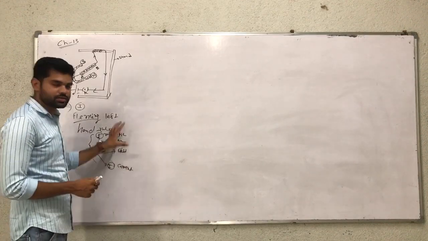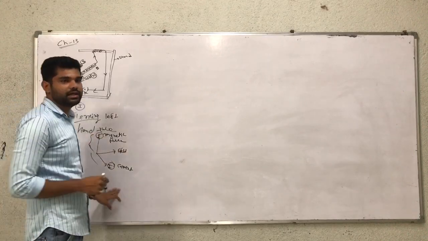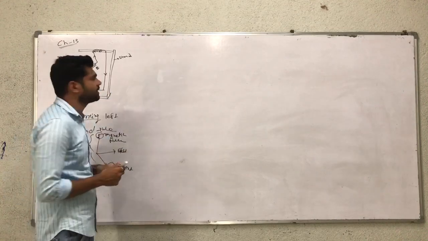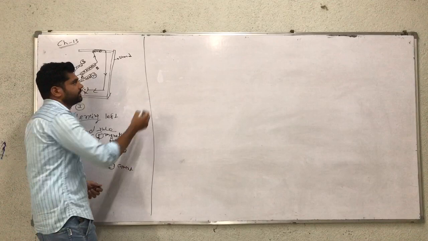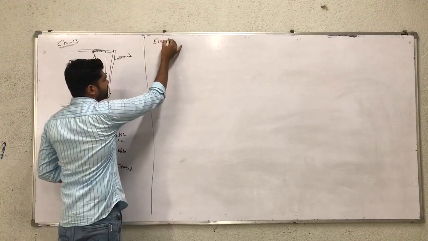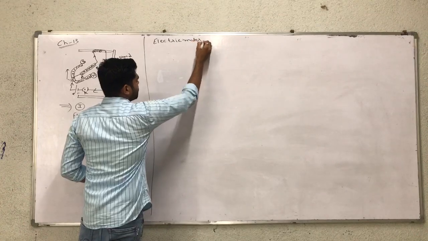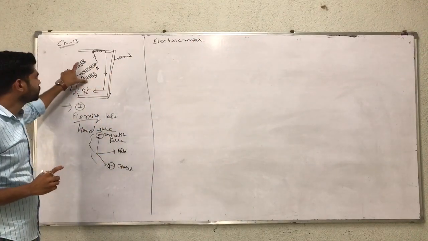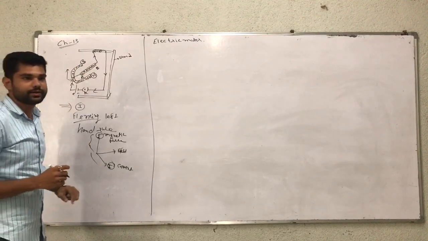So after understanding these rules, we apply them in the electric motor, and understand what an electric motor is and the construction of an electric motor. So now let's understand the concept of the electric motor. First, the same situation: two magnetic poles with a conducting wire between them.